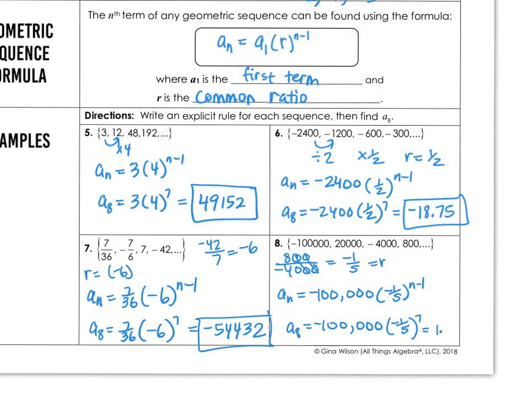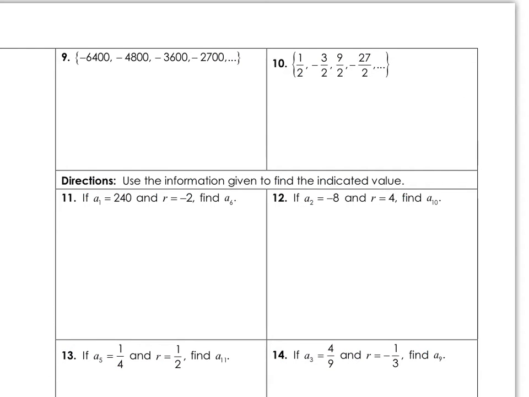And I get 1.28. Oh, look, it's positive. Awesome. Okay, so number 9, what are they doing here? Easiest thing to do is just do it on your calculator. So negative 4,800 divided by negative 6,400. And if I simplify that, it gives us 3/4.